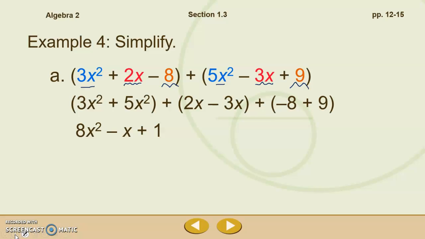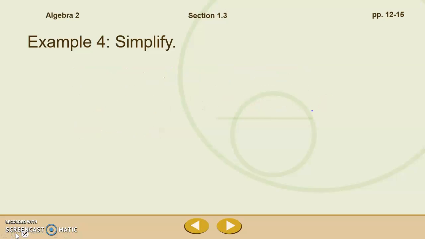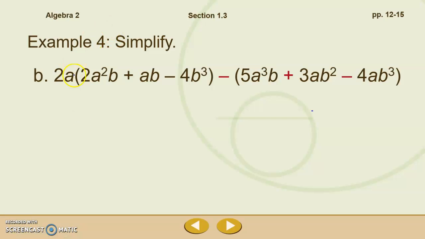And then let's combine. Positive 3x squared plus positive 5x squared is 8x squared. Positive 2x and negative 3x is negative x. And negative 8 and positive 9 is positive 1. Be very careful that you're watching your signs. Now we're going to simplify this in just a second, but pay special attention to this negative sign.